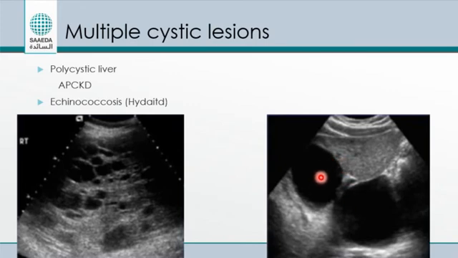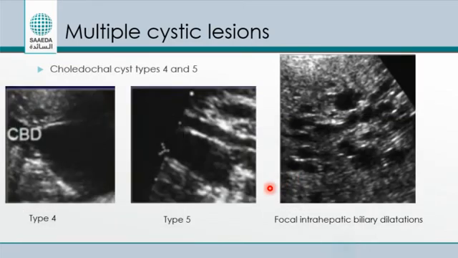Other types of multiple liver cysts are in choledochal cyst type 4 and type 5. Type 5 is Caroli's disease, of course. This is a type 4 choledochal cyst. You can see this dilated CBD. And this is type 5. You can see this normal common bile duct with multiple liver cysts.